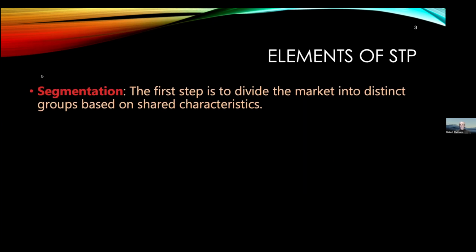So the elements of STP: segmentation is the first step. It's how you divide a market into distinct groups that have shared characteristics or similar attitudes. And I'll go through five different types of segmentation, and I'll talk about the fact that segmentation has really changed because of the ability to have large databases.